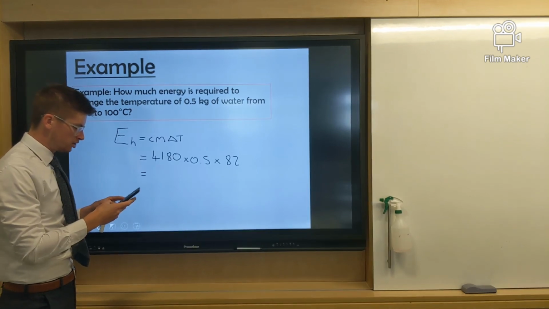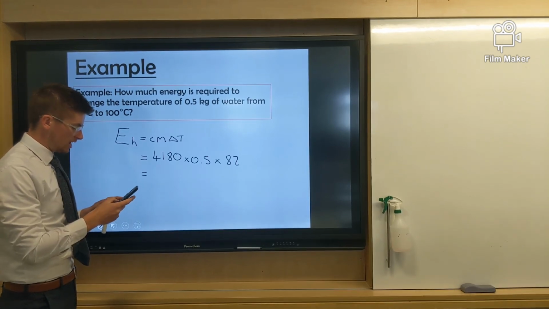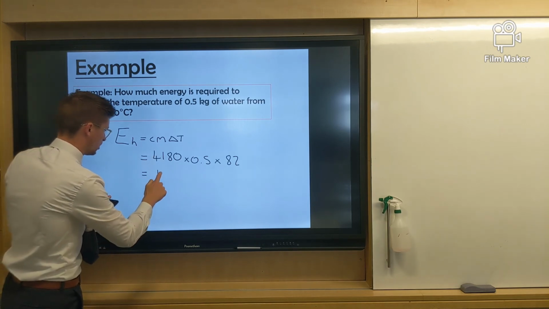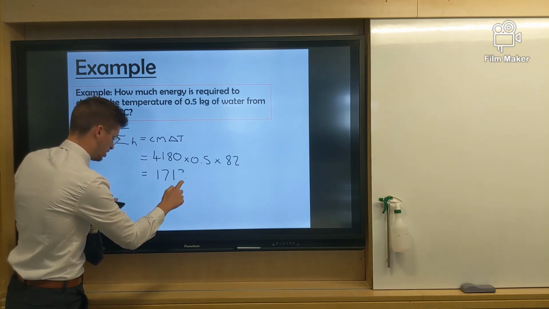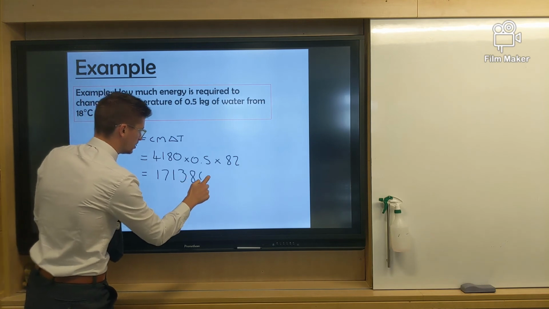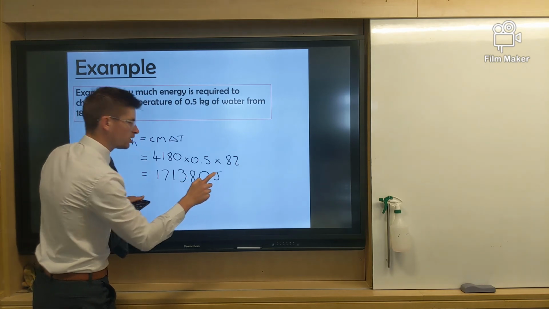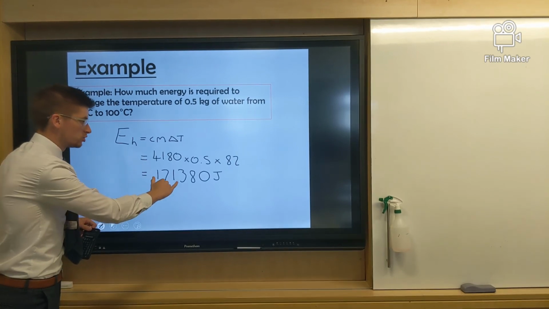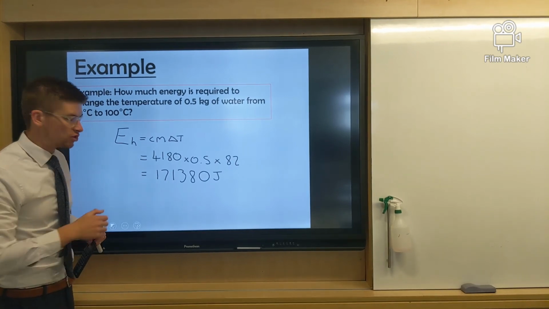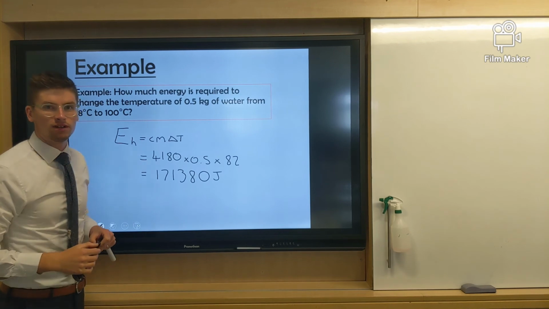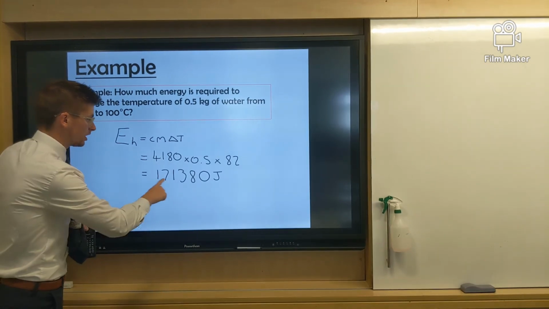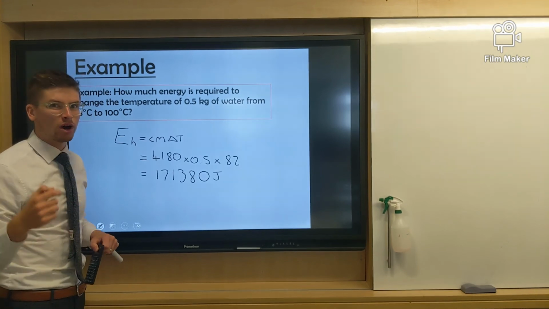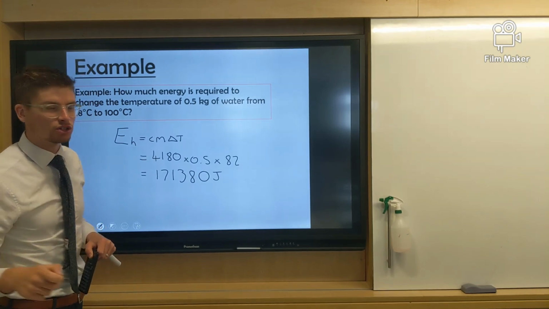Right. 4180 times 0.5 times 82. And I'm getting a large number. I'm getting 171,380 joules. Now, can I just pause that there? Because this here has got too many significant figures. So if I put this as an answer in my exam, I'm getting a mark off because I've done that to a specific. What I need to do is round that number. In fact, what I'm going to do is put it into scientific notation.